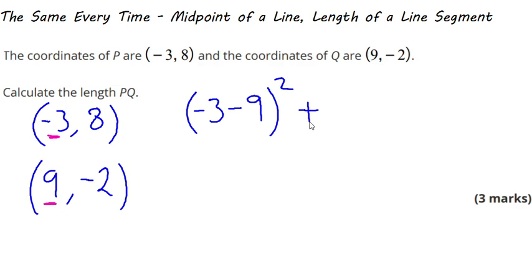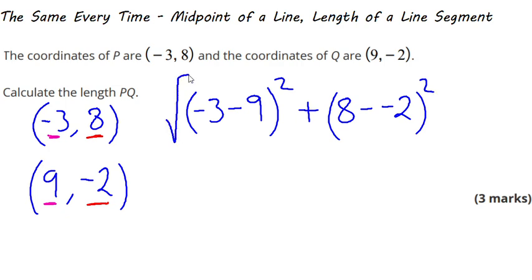Then we have to add. And now we look at the y coordinates. We've got 8 and -2. So we do the same thing with the y coordinates. We subtract them. So 8 minus -2. We've got to be a bit careful with that minus there. Squared, the whole bracket squared, and then the whole thing inside a square root sign.